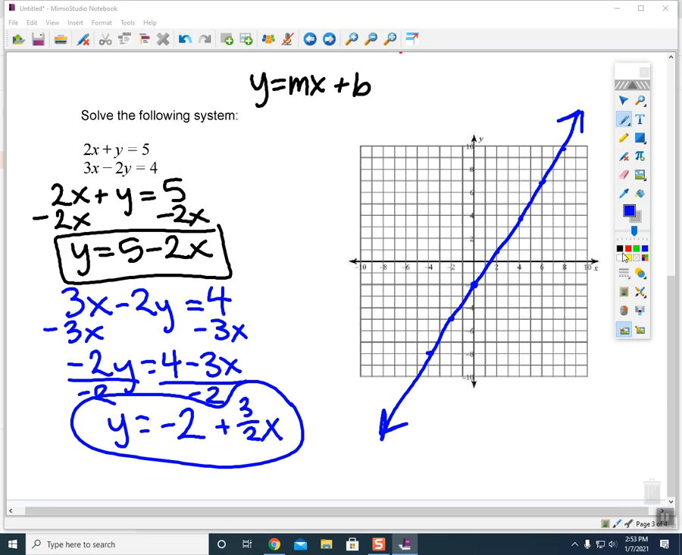Okay, and then my other line, my y-intercept's up at 5, and my slope is negative 2. So I'm going to go down 2, right 1. Oops, that wasn't right. Down 2, right 1. Down 2, right 1. Down 2.